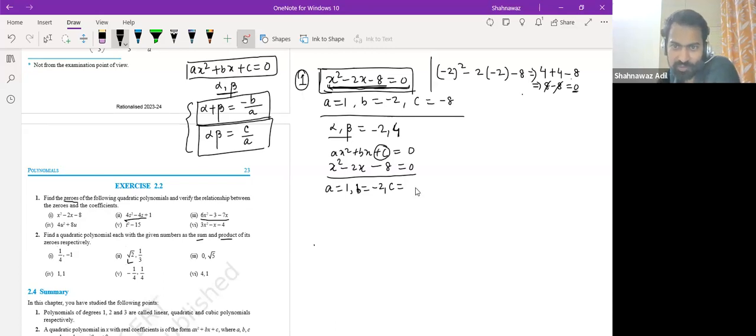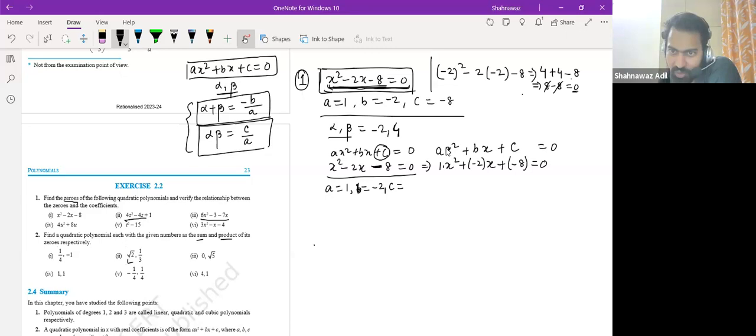So c is how much? You see that it is minus 8. So let me write it in this way. This is 1 into x square, and this is minus 2 into x, and this is plus minus 8 equal to 0. So this is ax square plus bx plus c equal to 0.